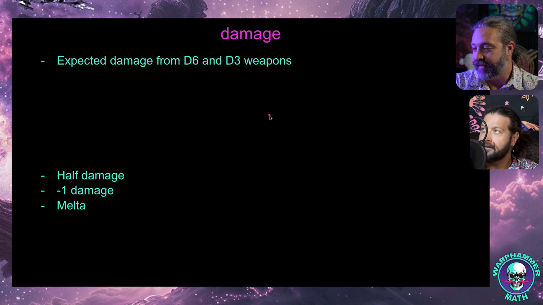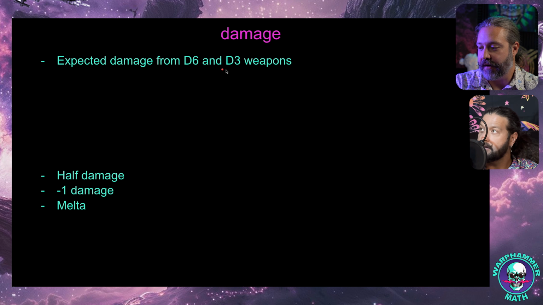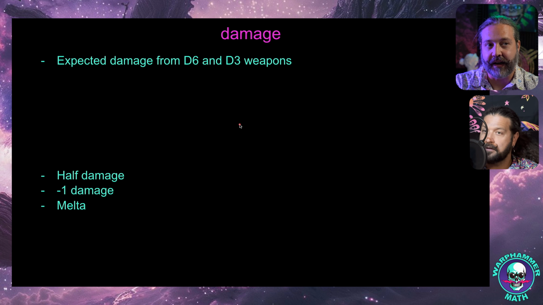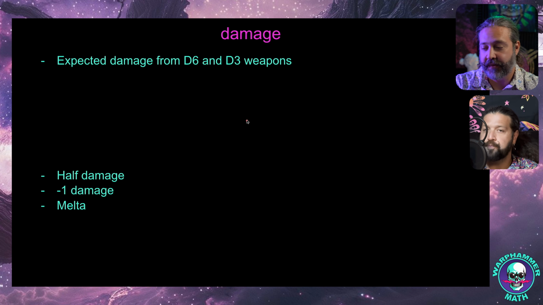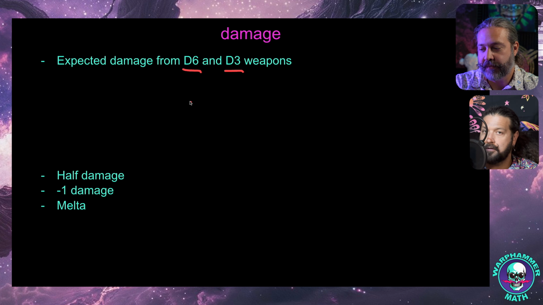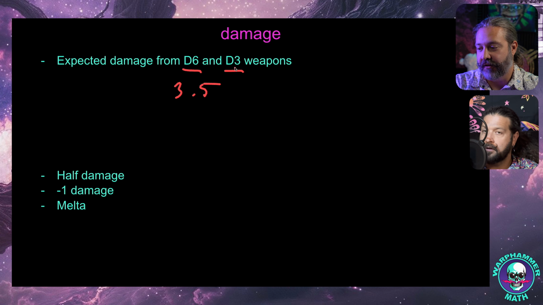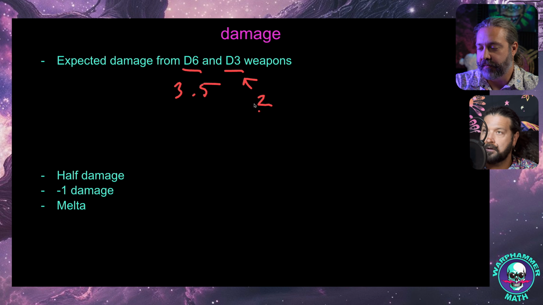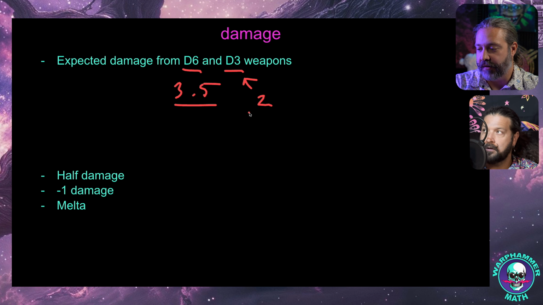For damage, I wanted to say something really quick because we need to figure out how to account for places where we have D6, mostly in damage and attacks. Do you know what the average of a D6 is? 3.5. Yeah, it's 3.5. You know what the average of a D3 is? 2. Yeah, it's 2.